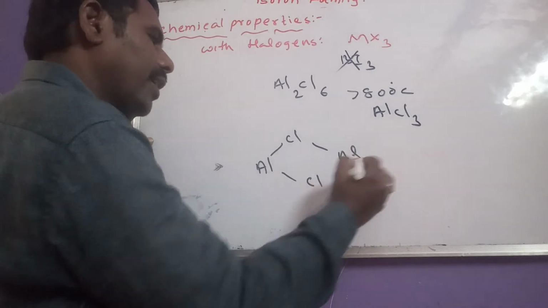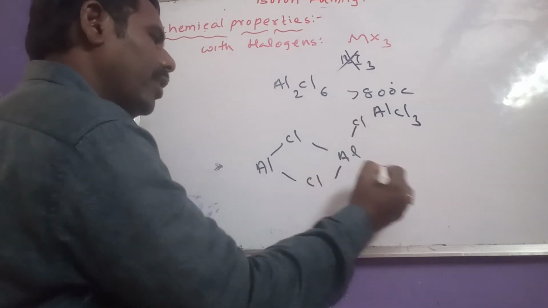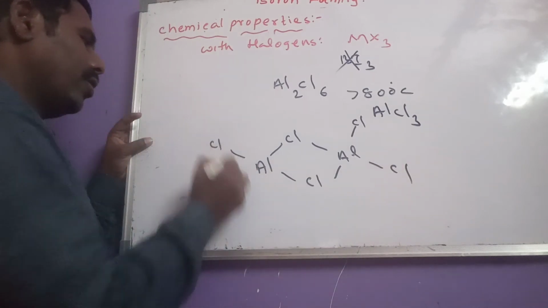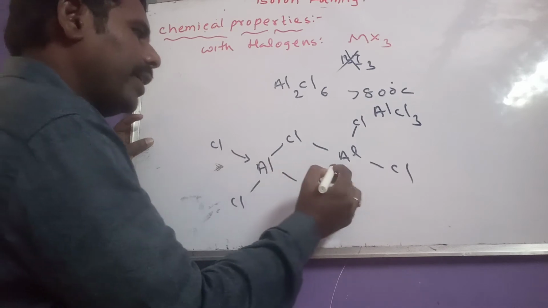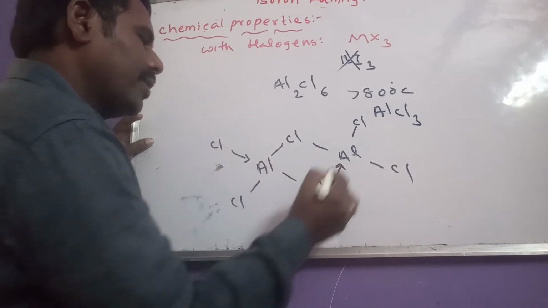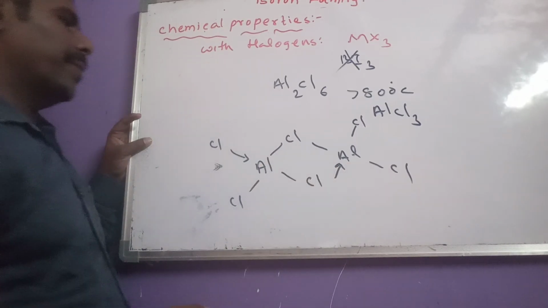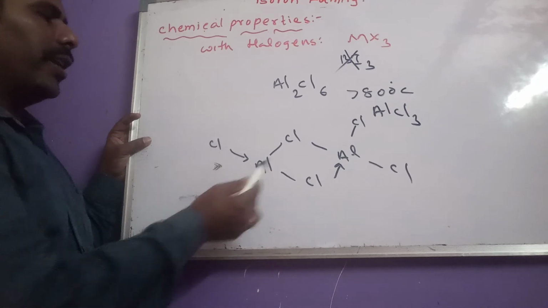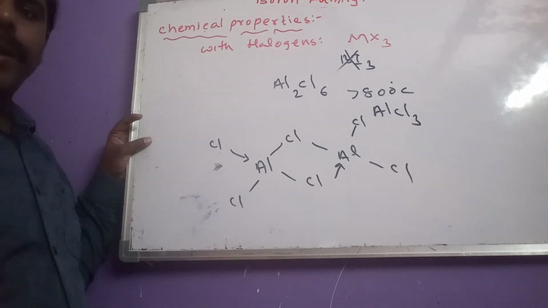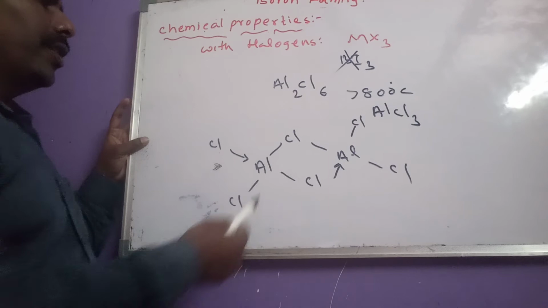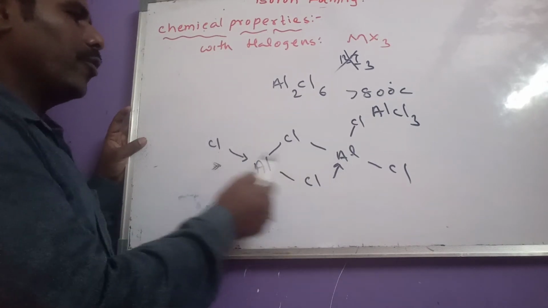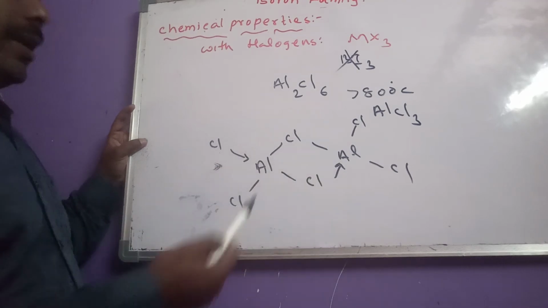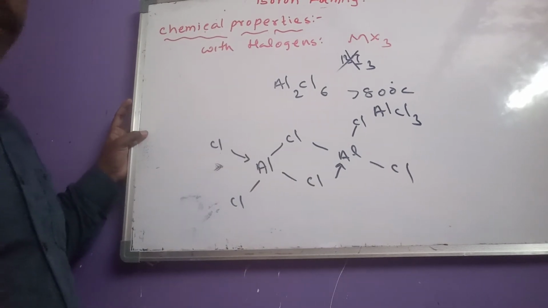Here we can draw like this. Here one chlorine, here also one chlorine, chlorine, chlorine. In this, how many dative bonds are there? Two dative bonds are present. That means chlorine atoms donate lone pair of electrons to aluminium. So in the Al2Cl6 structure, two dative bonds are present. The remaining ones are covalent bonds.